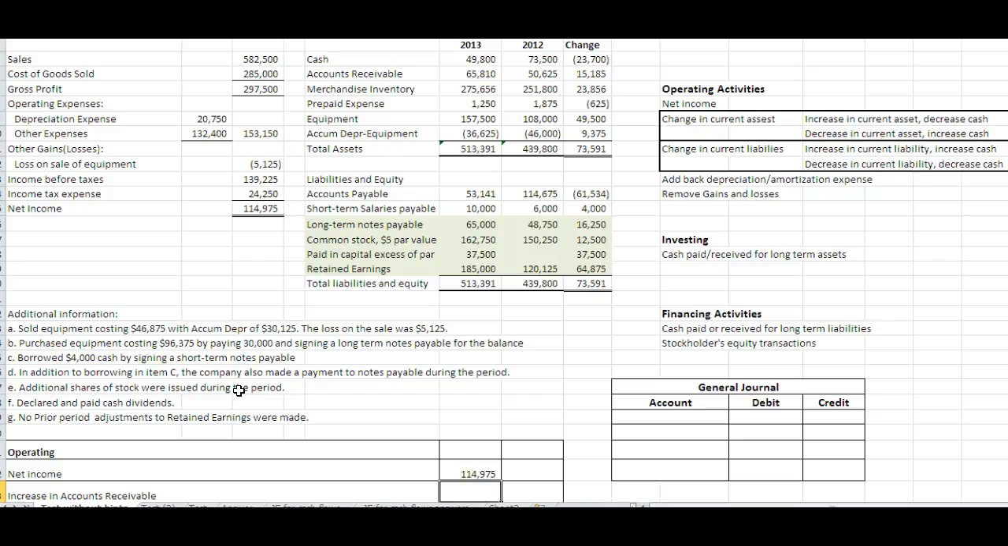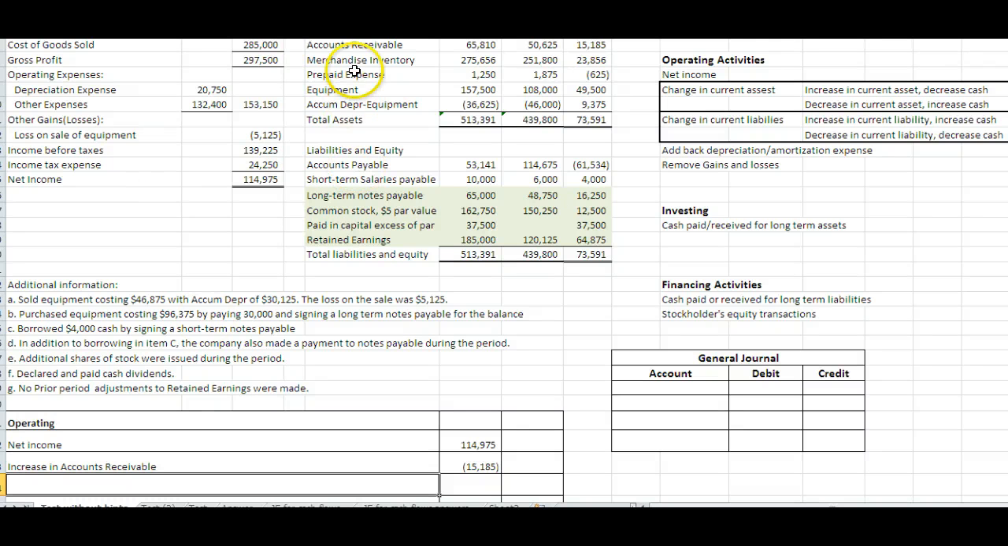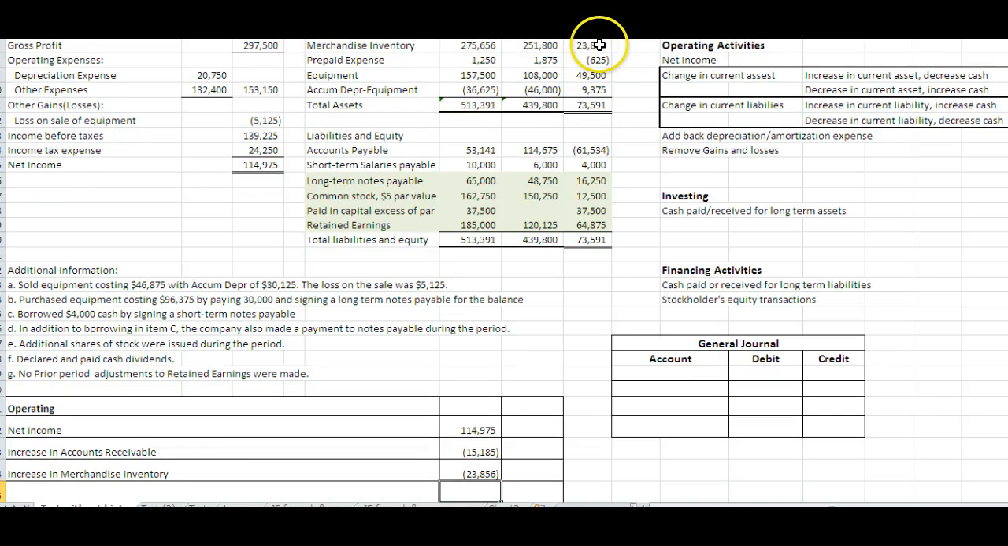And so since it was an increase in a current asset, I decrease it. So I'm going to say minus 15,185. And then the next one is my merchandise inventory, and it was an increase in merchandise inventory. And so I'm going to decrease it, 23,856 from right here.